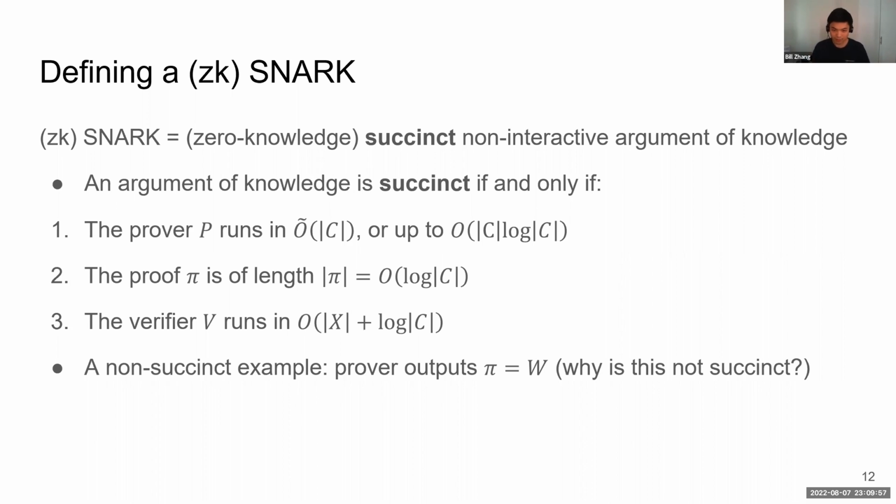My question to people here, volunteer yourself, is why is this example not succinct? Why does this not meet our runtime requirements?